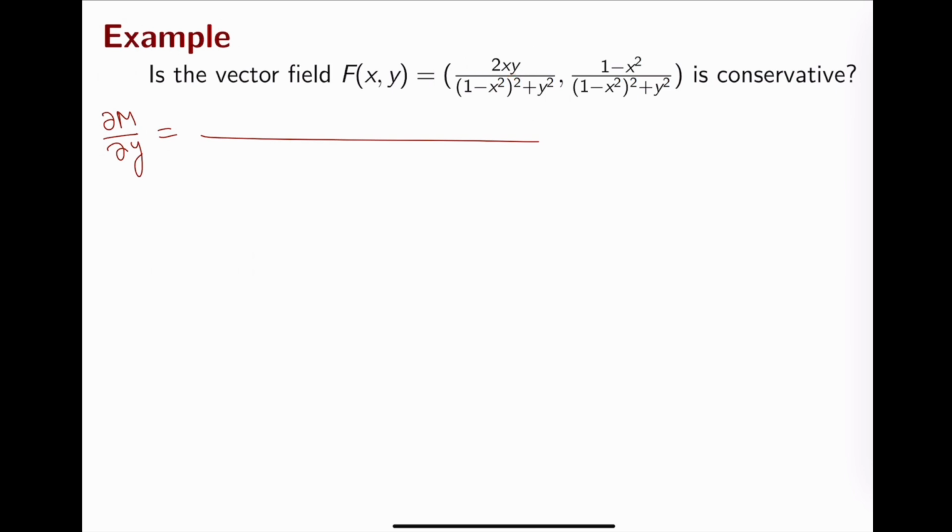So the derivative of the first one with respect to y is going to be 2x times the second one just as it is, minus the first one as it is, times the derivative of the second one, again, with respect to y. So observe that in the derivative with respect to y, this part is constant, so it's just the derivative of this with respect to y. So it's just 2y. And the quotient should be the denominator squared.